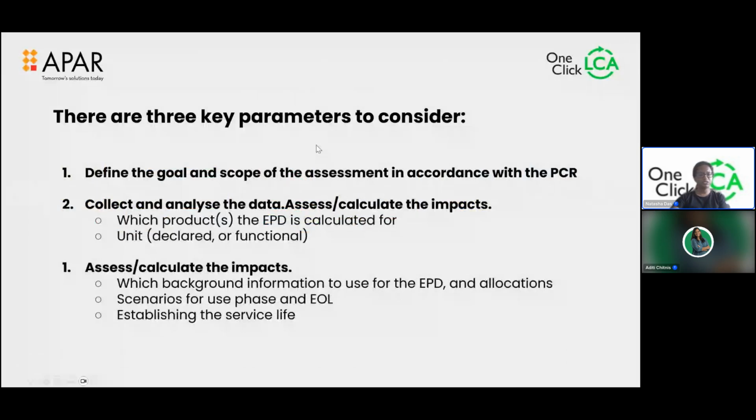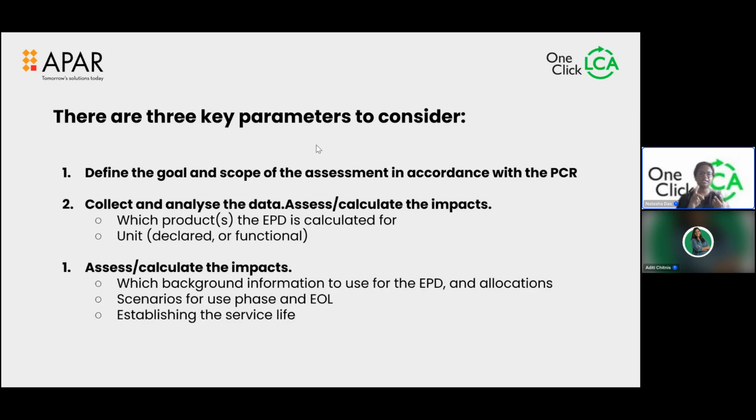There are 3 parameters to consider. First of all, you have to define the goal and the scope of the assessment in accordance with the PCR. That is, every product has to follow something called product category rules. So you have to decide what is your goal and what is the scope of the assessment that you want to do. And what are the products? Usually clients get EPDs first for their most competitive or most sold products. But there are a few clients who are very environmentally conscious and have gotten EPDs for their entire inventory. If you are a client like that, you can do that as well.